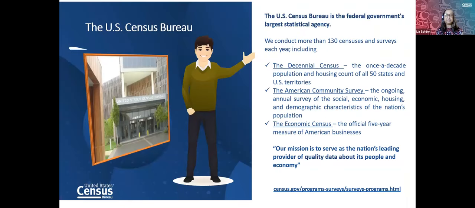So first, what does the Census Bureau do? We are one of the largest of 17 primary federal government statistical agencies, and we are best known for the decennial census, or the census of population and housing, every 10 years. We conduct more than 130 other censuses and surveys in between the decennial. That's important to know, and if any of you have been going to any of our webinars, you're definitely aware of that.